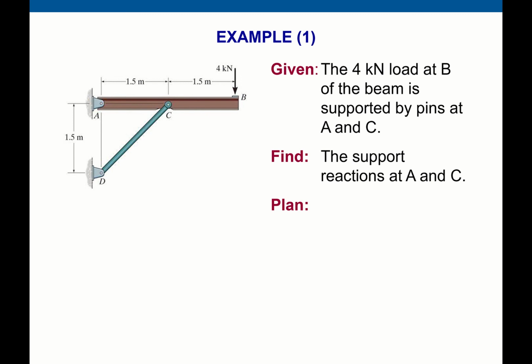Here we are given 4 kilonewton in the downward direction at point B, and the beam is supported by a pin at A, C. I guess D is also pin connected. Find the support reactions at A and C.